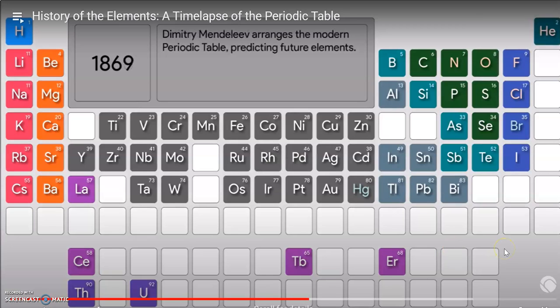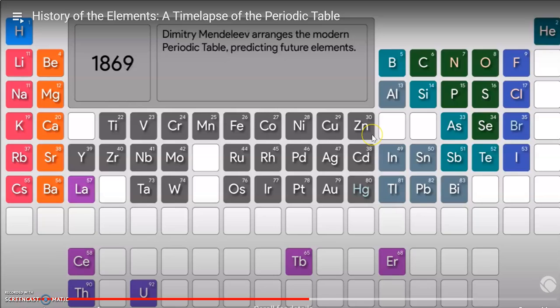Okay, right here. So here's where his table came into play. So his table had these elements on it. They were in a different arrangement. It was more just like columns and rows, like a big old rectangle, but he left spaces. And the three that are usually pointed out are right here. So scandium right here.